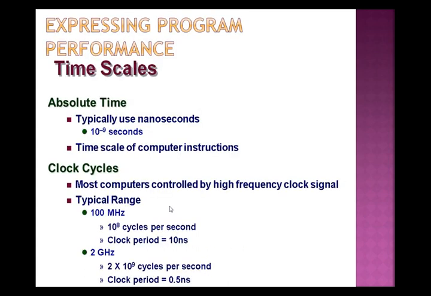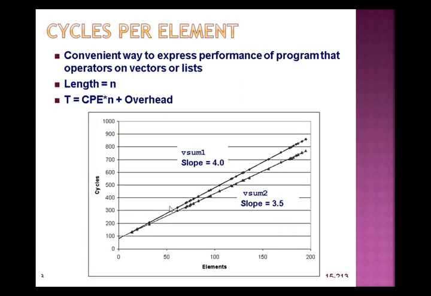Then the next topic we have covered is how to express the program performance. What are the methods? What is the metric used? The metric used is CPE, that is cycles per element. This includes various topics like absolute time and clock cycle. Absolute time uses nanoseconds, the time scale of computer instructions, clock cycles. The convenient way to express the performance is known as the CPE, that is cycles per unit.